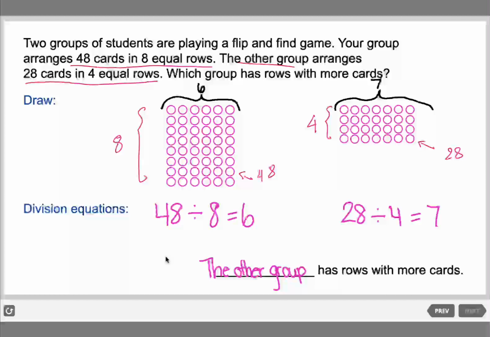When you finish, try to solve question number 12. Page 160, question number 12.